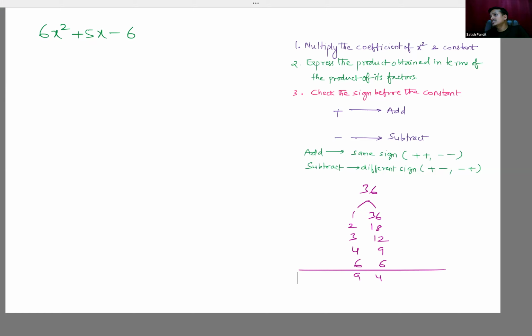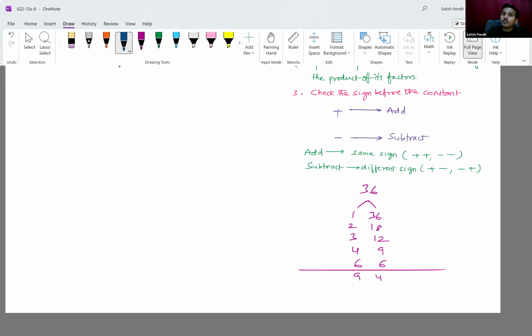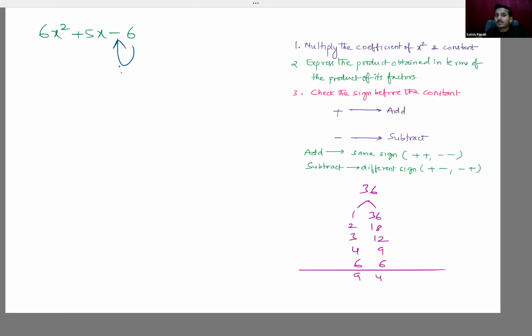Now, what is the next step? We have to see the sign before the constant. Sign before the constant is what? Minus. That means you have to subtract to get plus 5x. See, after subtraction, we want positive answer. Whenever you want a positive answer after subtraction, larger number should be positive. You remember that. So see, when you subtract 1 and 36, you'll never get 5x.